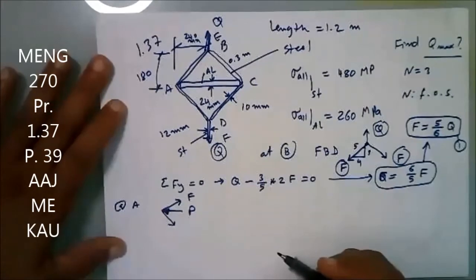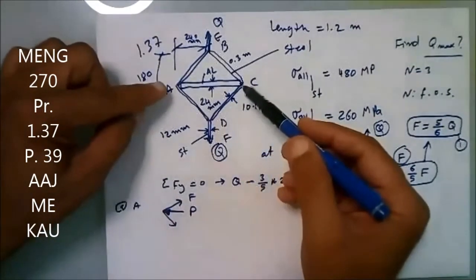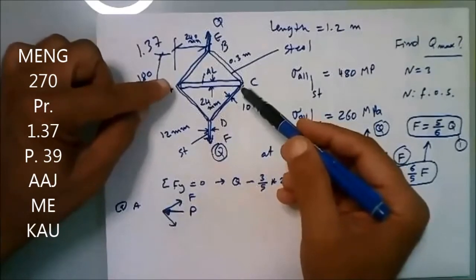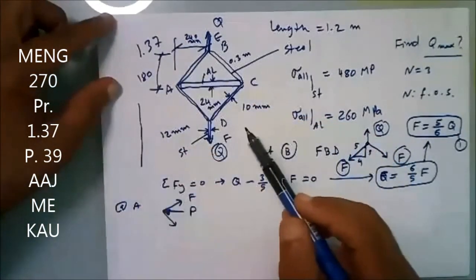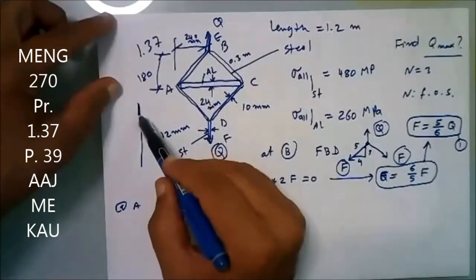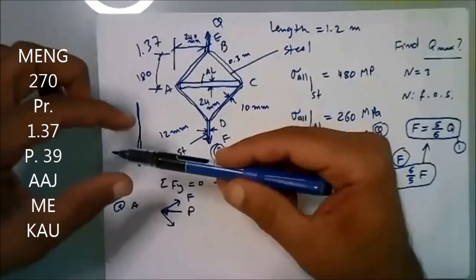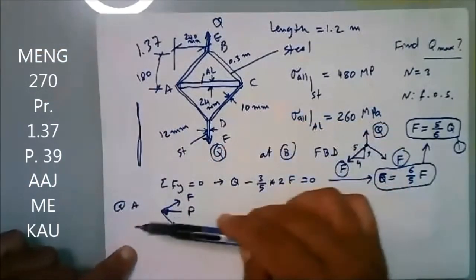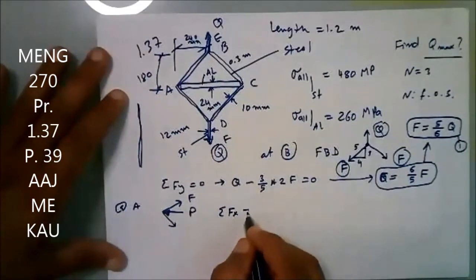Because it's compression. The aluminum beam is under compression. If we don't have the aluminum rod here, this structure will be just two cables like this. Now we put the aluminum, so it is under compression. This means it's pushing this to the left. Now summation of forces in X equal to 0.